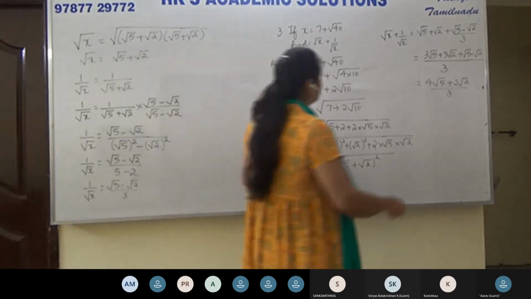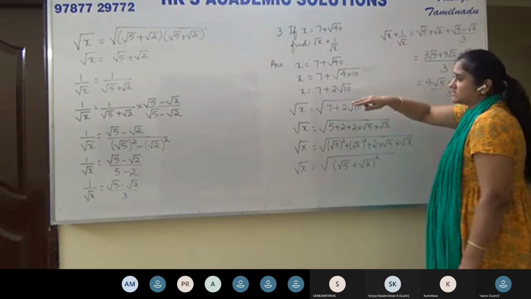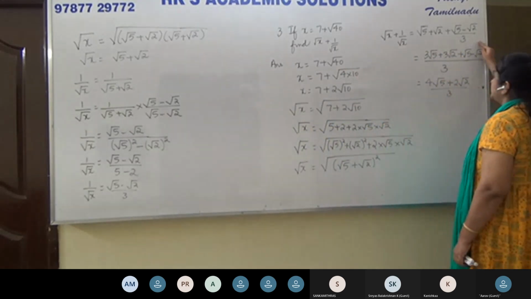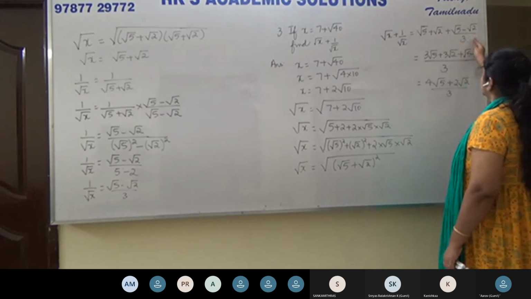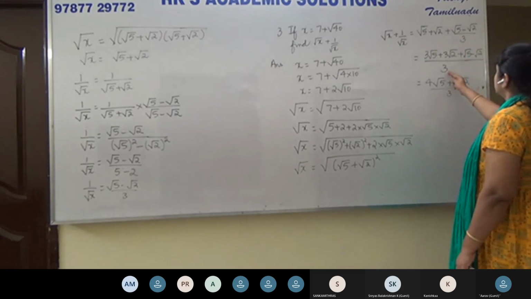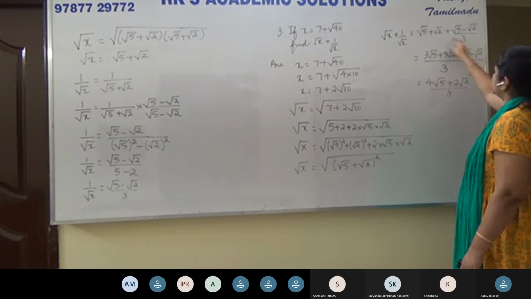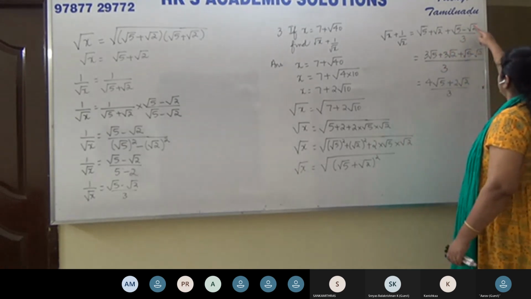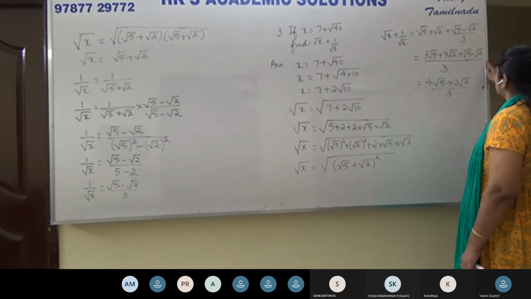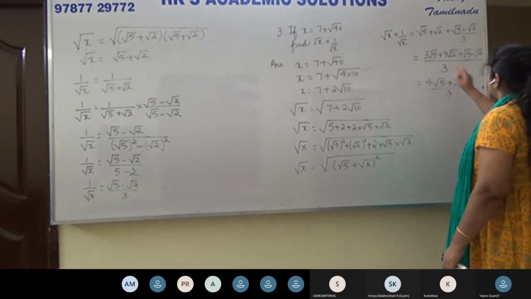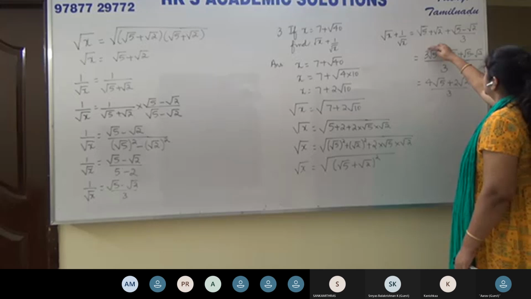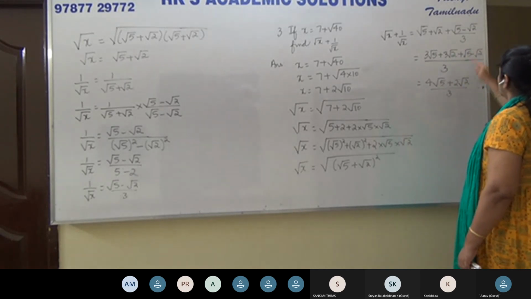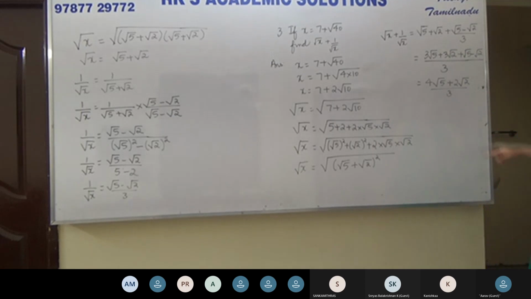Next we'll have to find root x plus 1 by root x. Add the two results. We have this for root x and we have this for 1 by root x. So simply add both by taking up the common denominator. So it will be 3 into root 5 plus 3 into root 2 plus root 5 minus root 2, you know how LCM works, over 3. Now simplify the like surds. 3 root 5 plus root 5, 4 root 5. 3 root 2 minus root 2, 2 root 2, plus 2 root 2 over 3.